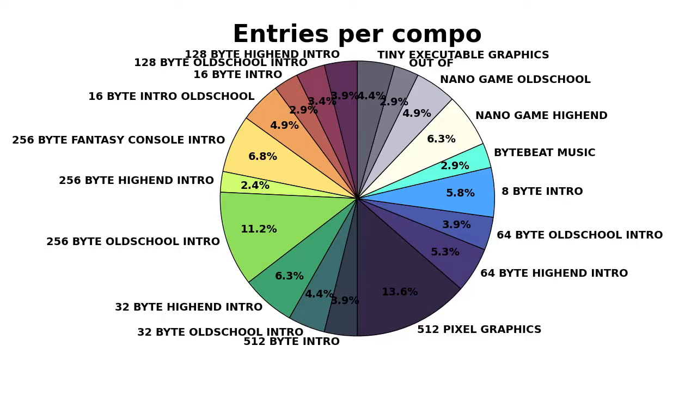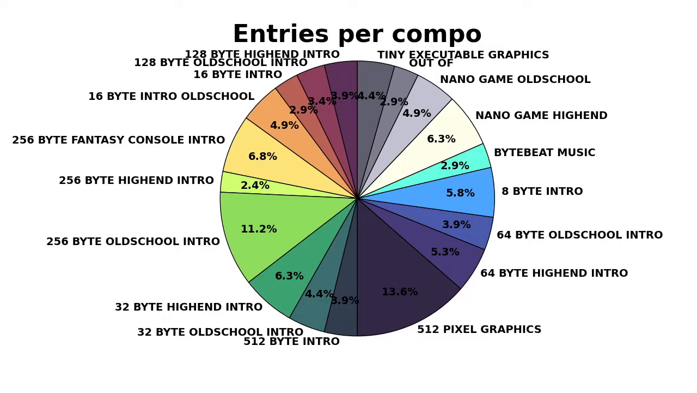Something that surprised me is the difference between the 256 byte old school intro and high end intro, because traditionally there are a lot more high end 256 byte intros, but this year we seem to have been flooded with 256 byte intros for old school platforms, which is good. We like being flooded with the stuff that will surprise us. So very much looking forward to that compo in particular. It's going to be a very intense competition.